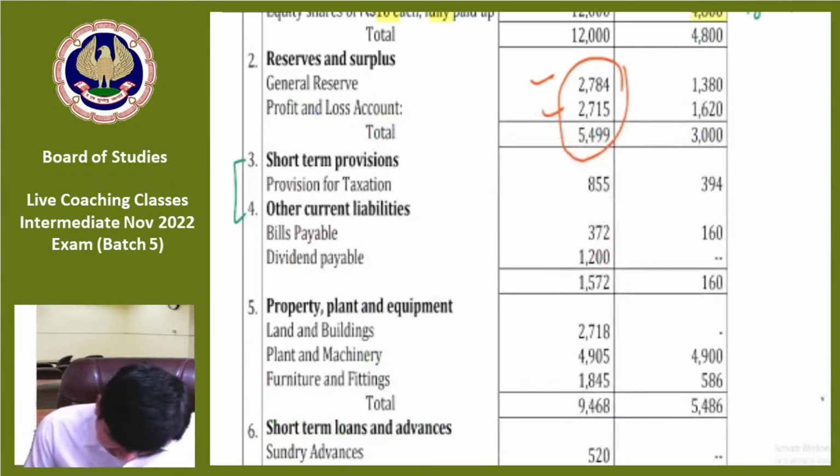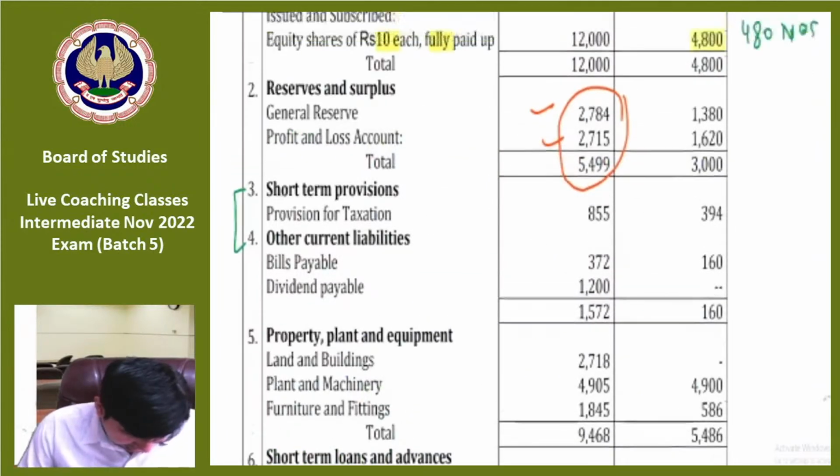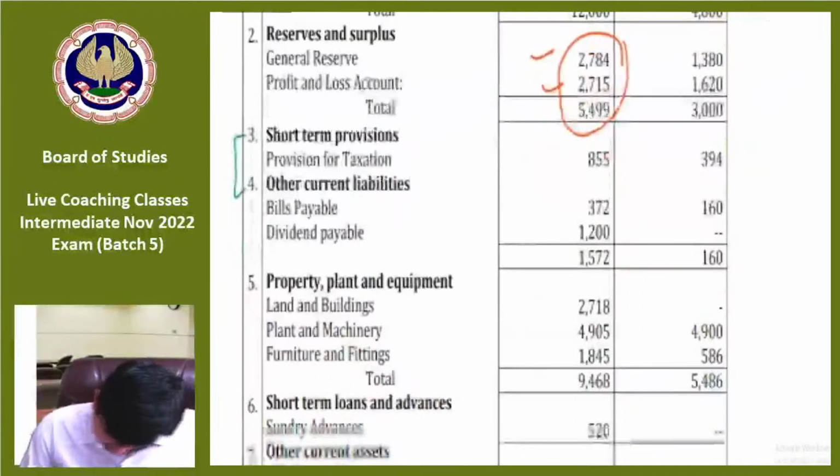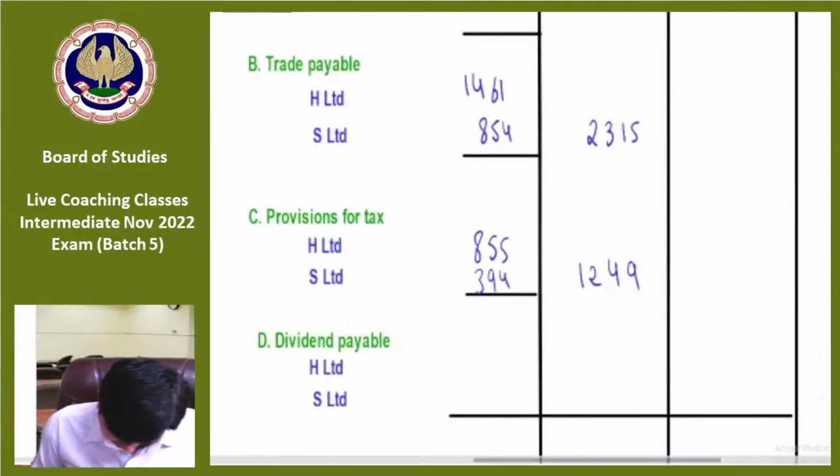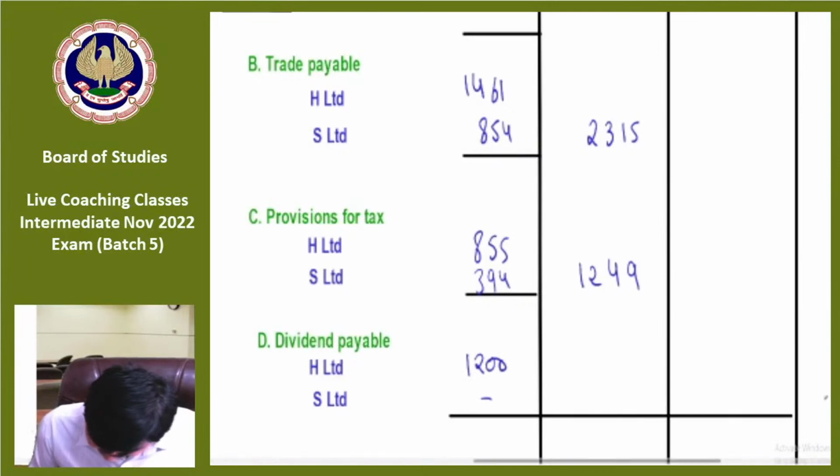And next one is, after that, dividend payable. Yes, dividend payable is also there. S limited is 1200. S limited is not having any payable. That becomes the total for this one.